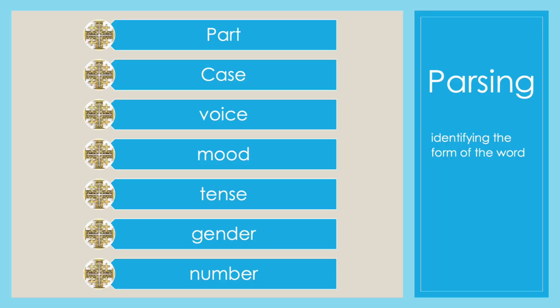So there are several different elements of parsing. We look for the part of the sentence the word comes from, the case a word is in, the voice that the verb is in, the mood that the verb is in, the tense it's in, and with both verbs and nouns, as well as adjectives and pronouns and prepositions and definite articles, we also think about things like gender and number.